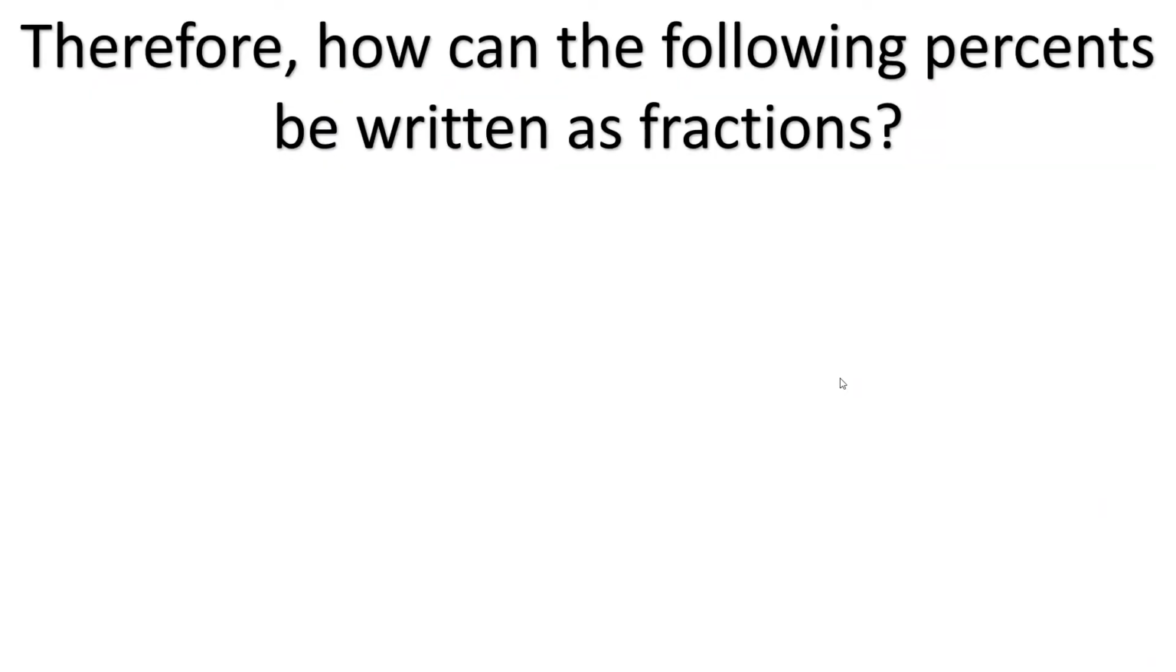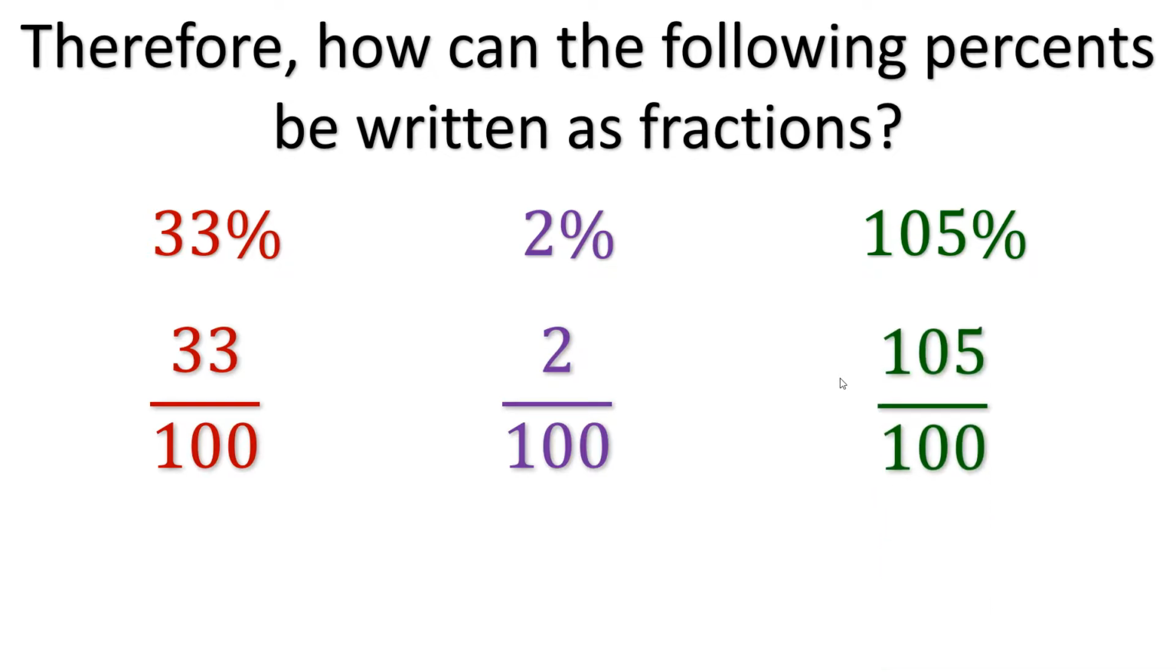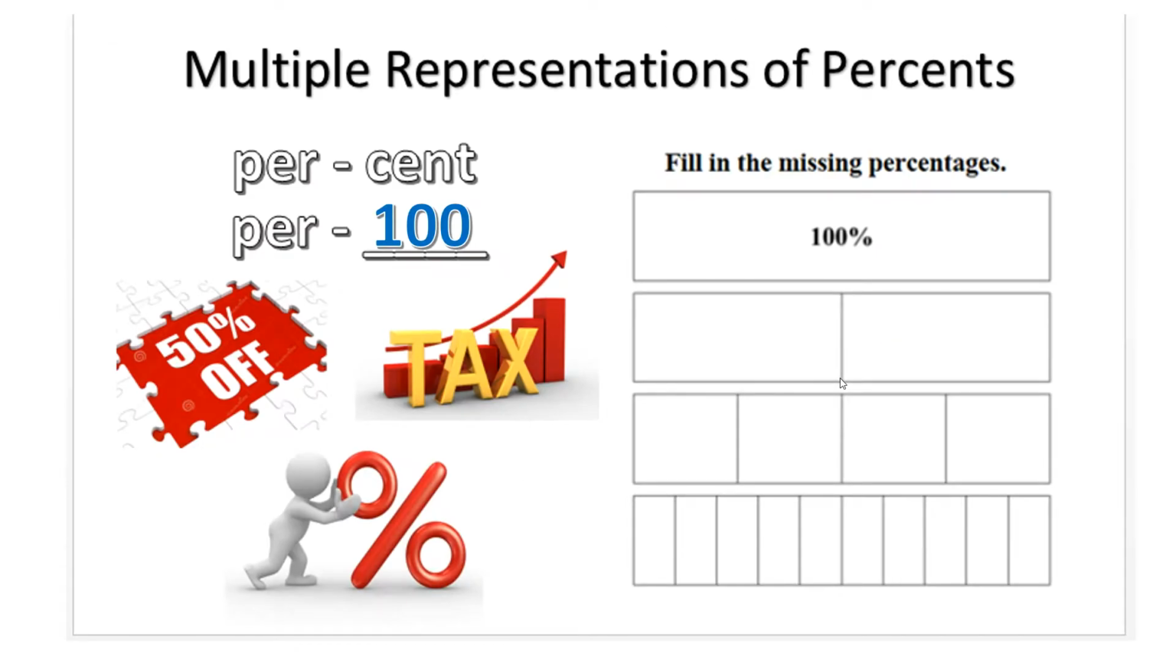So therefore, how could we write the following percents as fractions? 33% would be 33 over 100. 2% would be 2 over 100. And what do you think 105% would be? Well, 105 per or over 100. So here's our note sheet. You need to fill in this value here. Percent is the same thing as per 100.